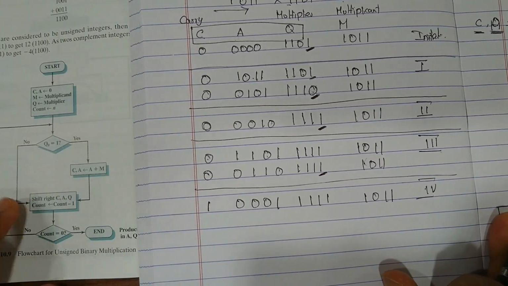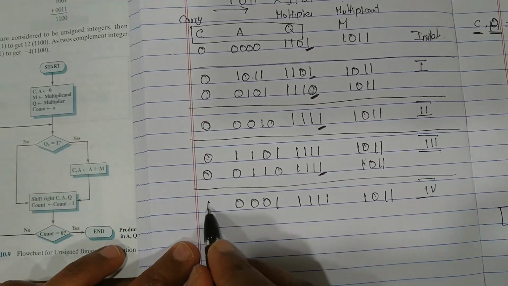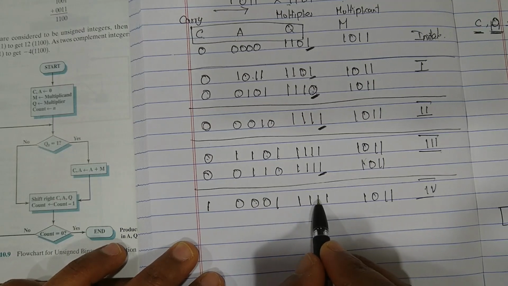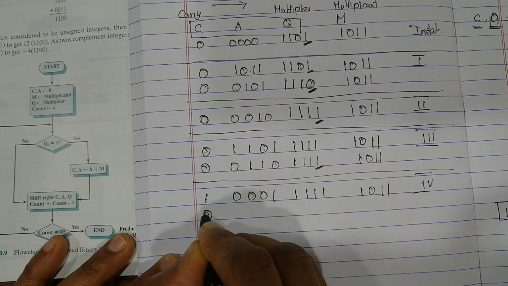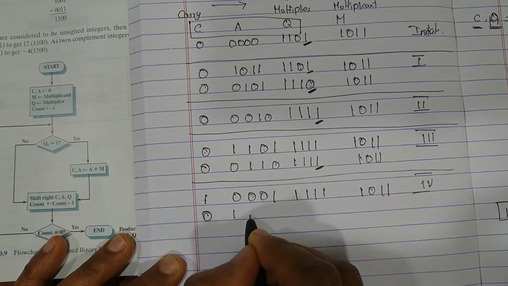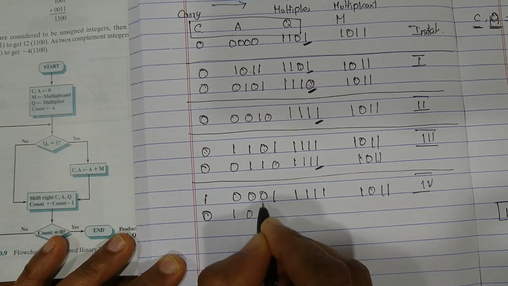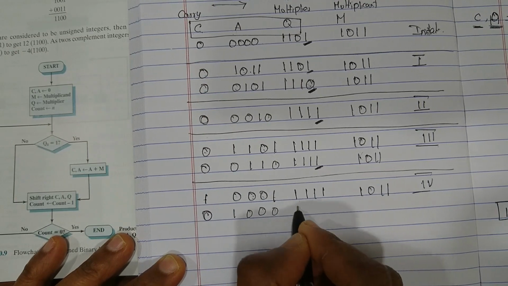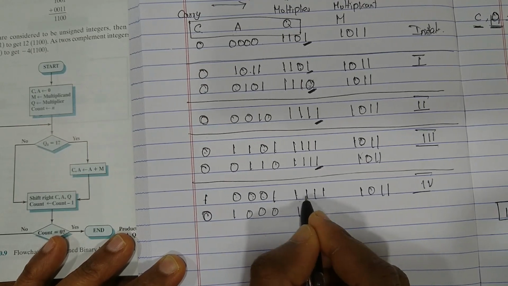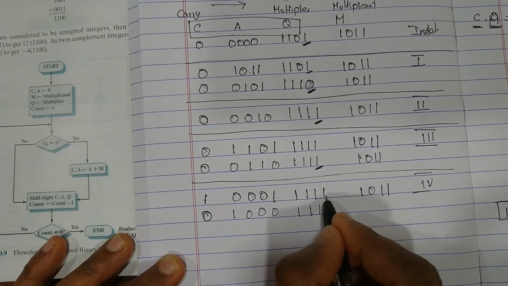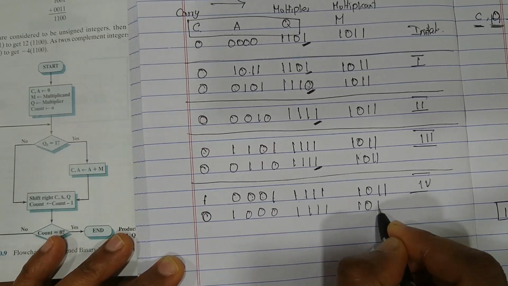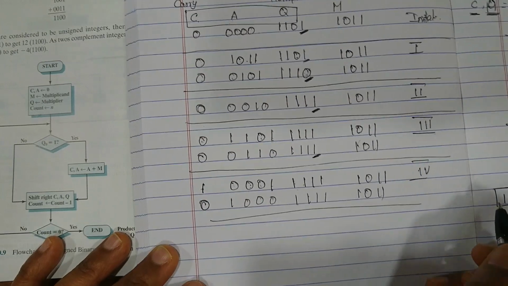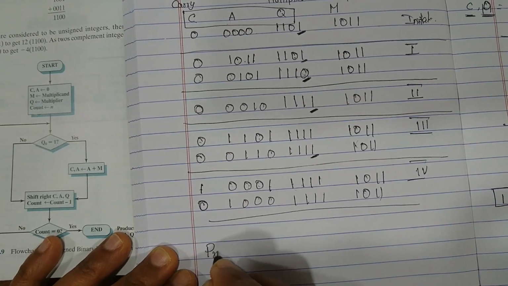Now according to the algorithm, shift it. So shift the C value, A value, Q value to the right side. So you get a 0 and this one comes here, this 0 and this 0 and this 0 and this one goes here. And this one comes here and this one and this one. This one is gone. And M is as it is, 1, 0, 1, 1. So your fourth iteration is over. So you finished with your algorithm.